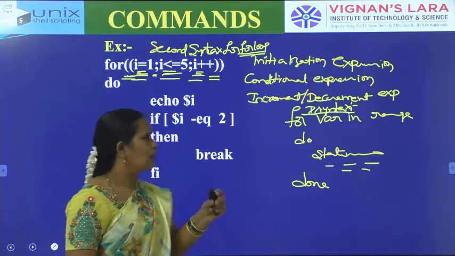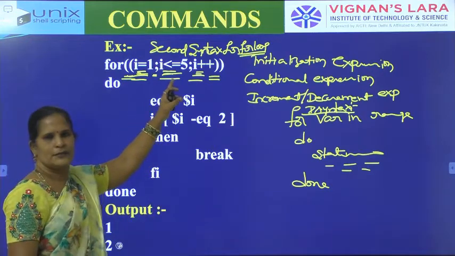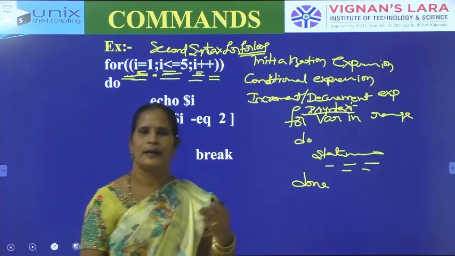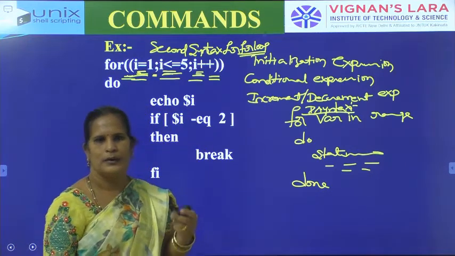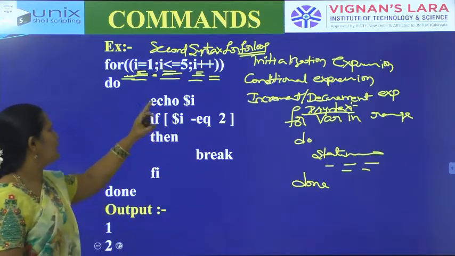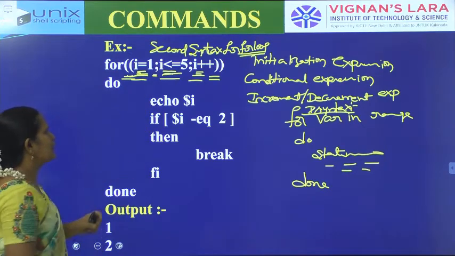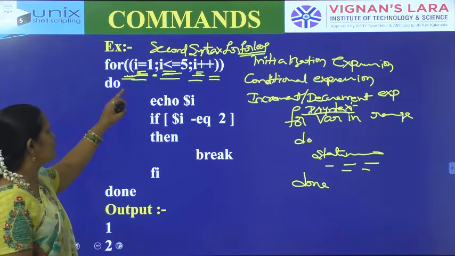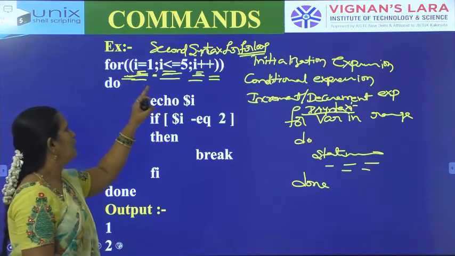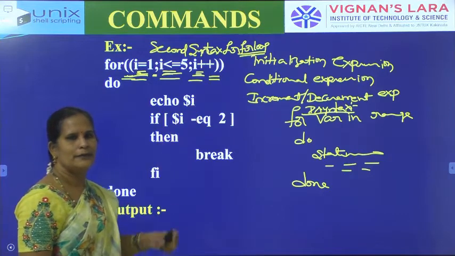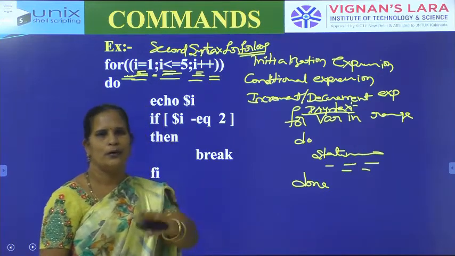We can directly output the statement echo followed by $I. Here I initialized I with 1. In order to get the value of I, we have to precede the variable I with a dollar symbol. So echo space $I means it is going to print the value of I, which is equal to 1. So the first time, 1 will be printed.